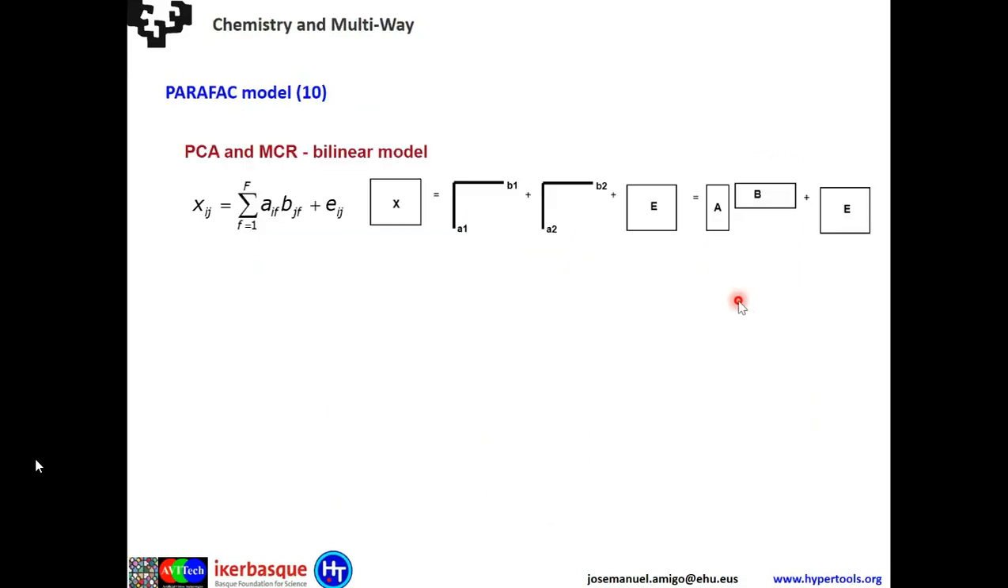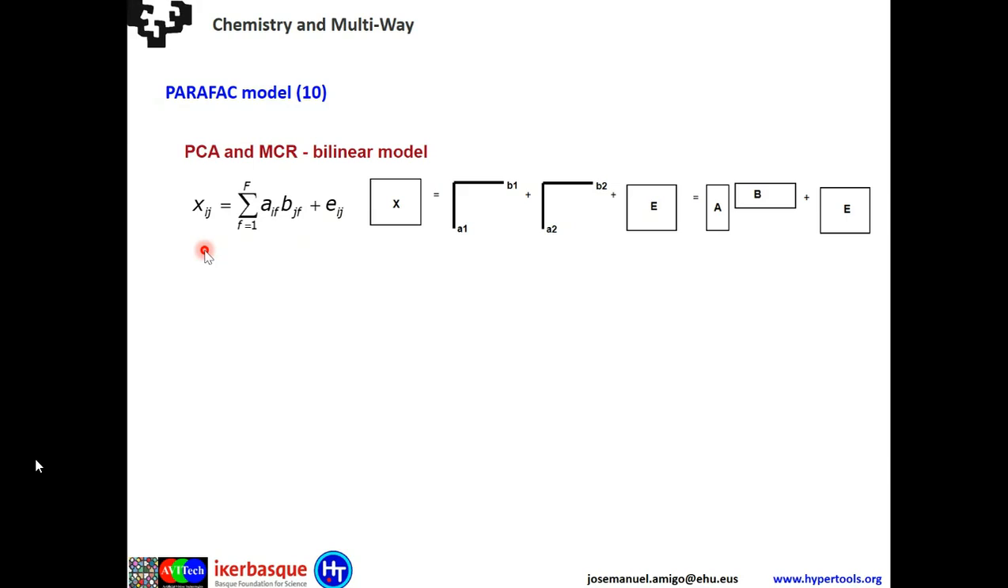Okay, so basically, to put it into framework, PCA and MCR, they are both bilinear models. What they do is factorize this matrix and subdivide it into the product of two submatrices, scores and loadings. Both of them do it in a very different way. PCA, you already know, does it by applying orthogonality in the principal components. MCR is a more free model, and we use other constraints like non-negativity, unimodality, etc.